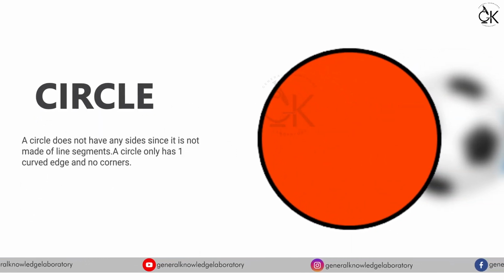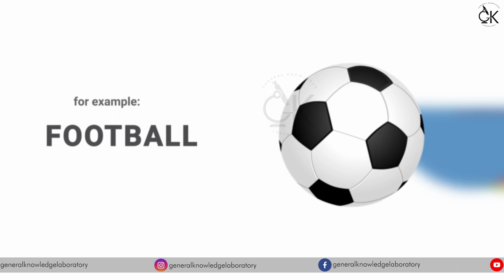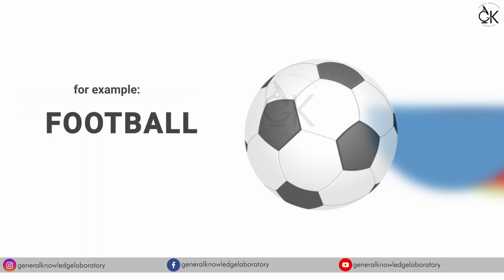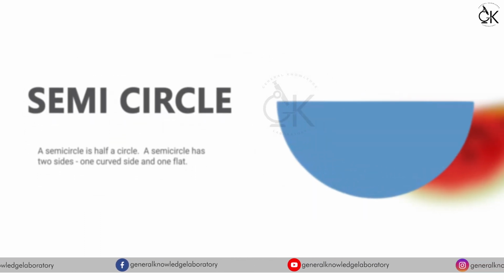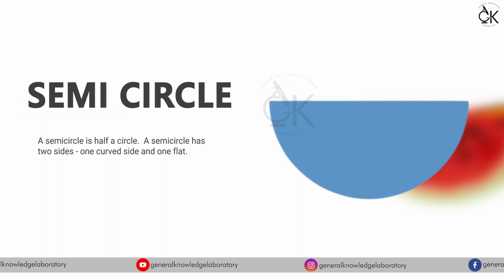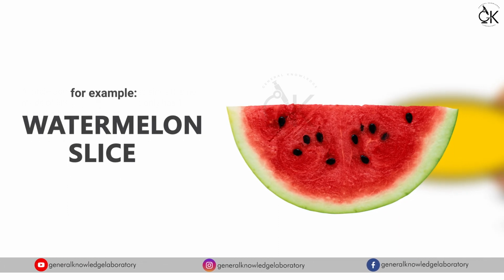Circle. For example, football. Next, semicircle. For example, watermelon slice.